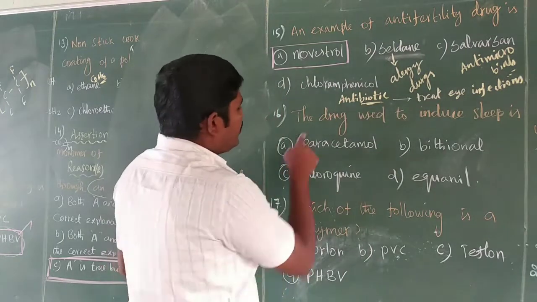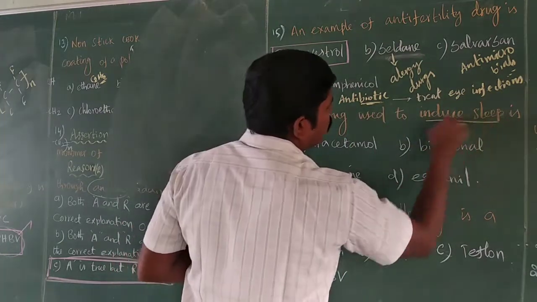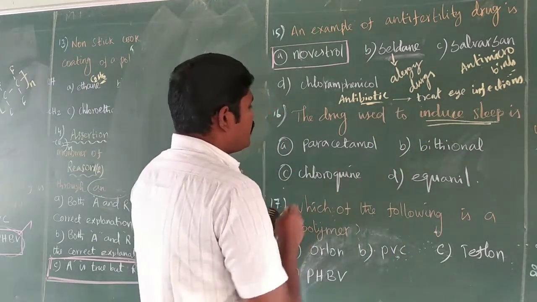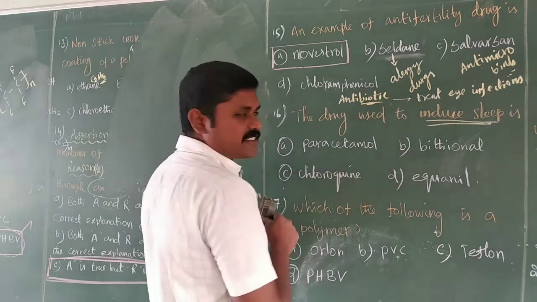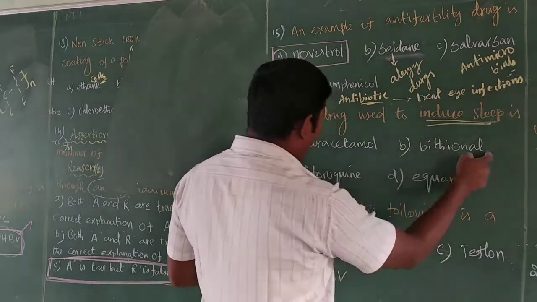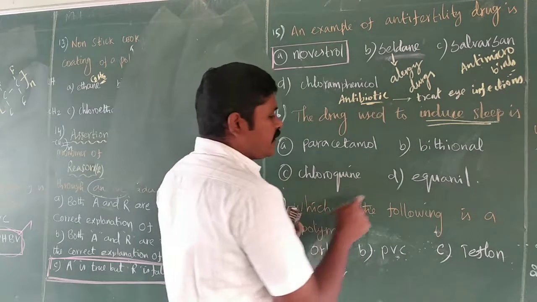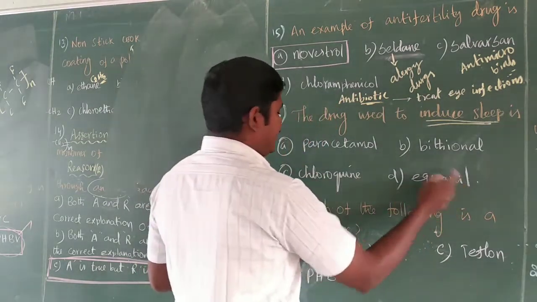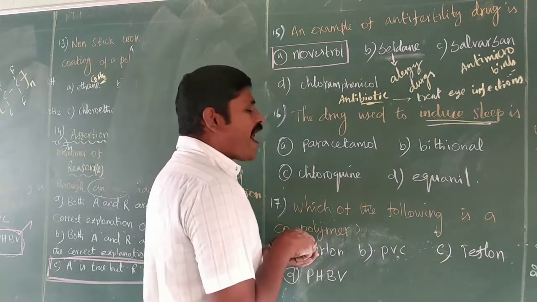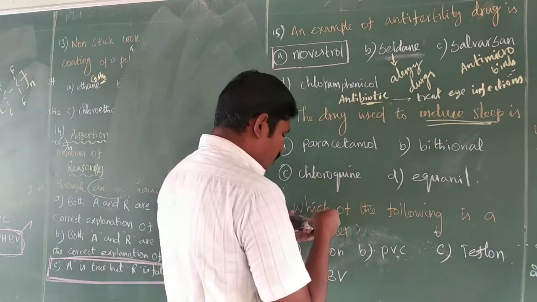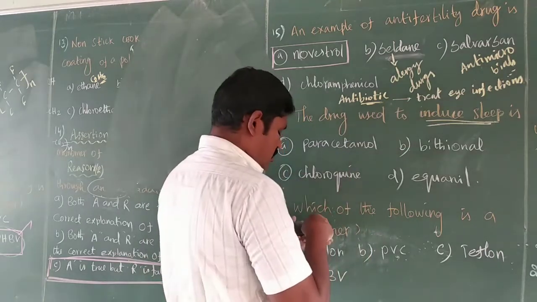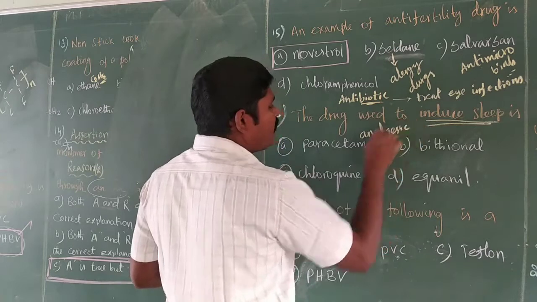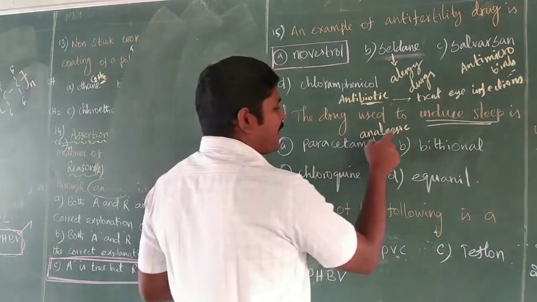The 16th, the drug used to induce sleep. தூக்கத்தை உண்டாக்கக்கூடியது. Option A, paracetamol. Option B, ethanol. Option C, chloroquine. Option D, eucanil. Right? So paracetamol is an analgesic. Paracetamol is an analgesic, a pain reliever.